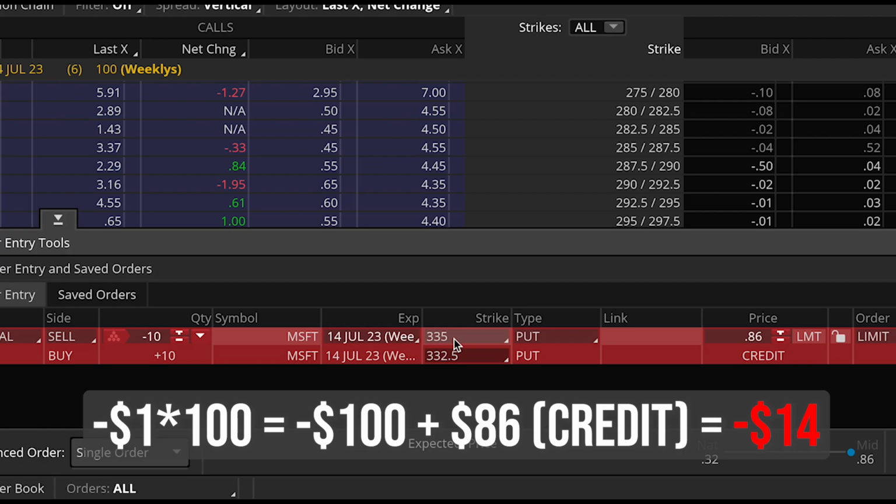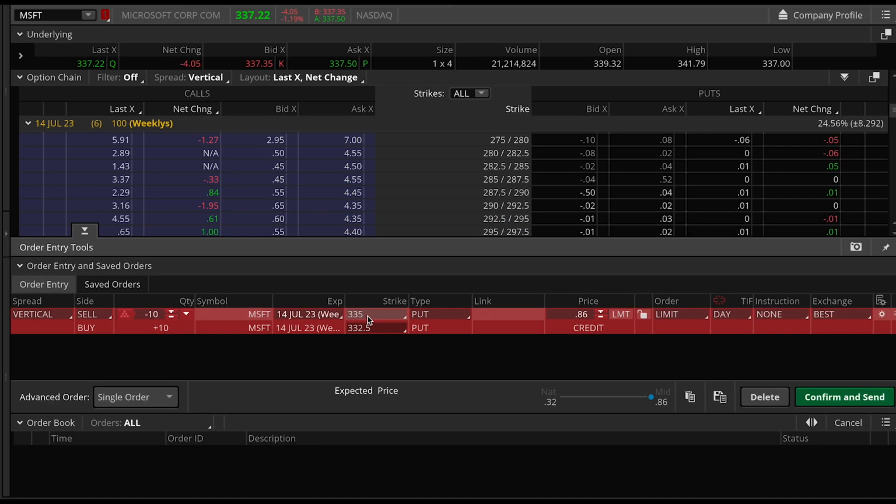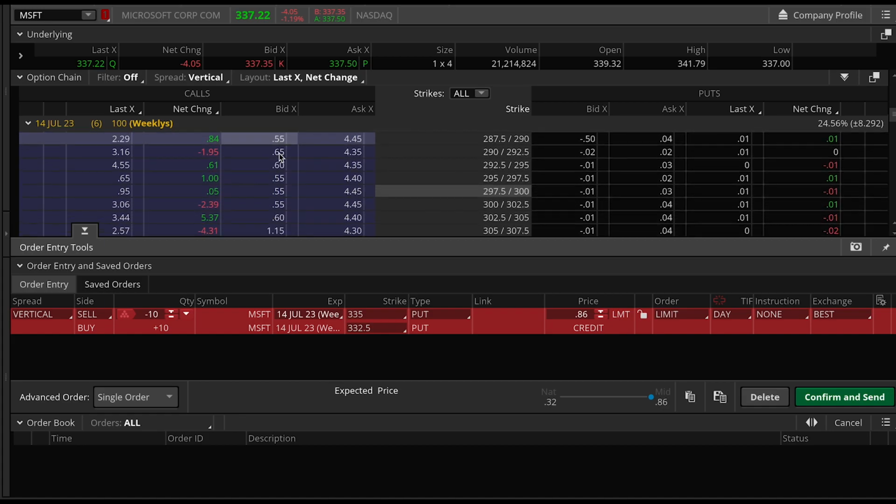The profit loss ratio will look something like this on your screen, where your max profit will be 86 and your max loss will be 164, and anywhere in between 335 and 332.5 would be a linear line down until it hits that max loss. If you want to do a bear spread, it would be the opposite, except for the fact that you would be selling a call instead of a put.